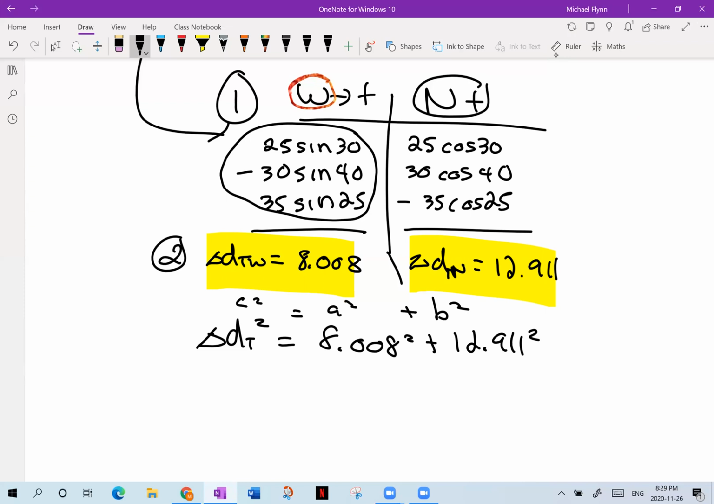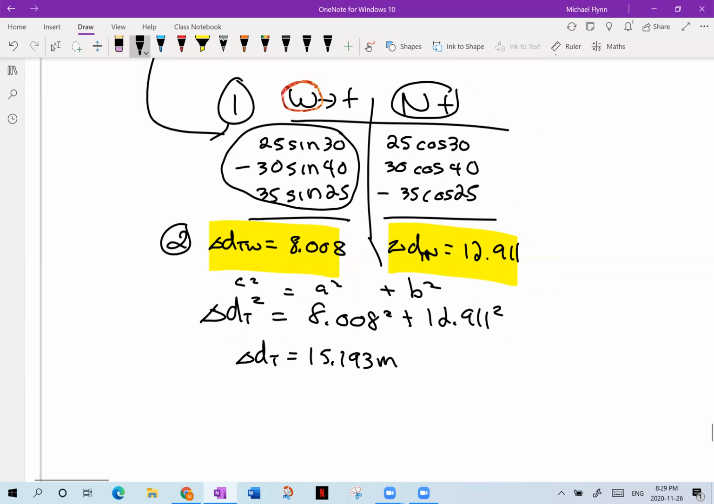So I'm going to square my north component plus my west component squared equals that, square root. I get 15.193. So delta, after I take the square root, I get 15.193 meters. Okay. Now I also need the direction of this vector.